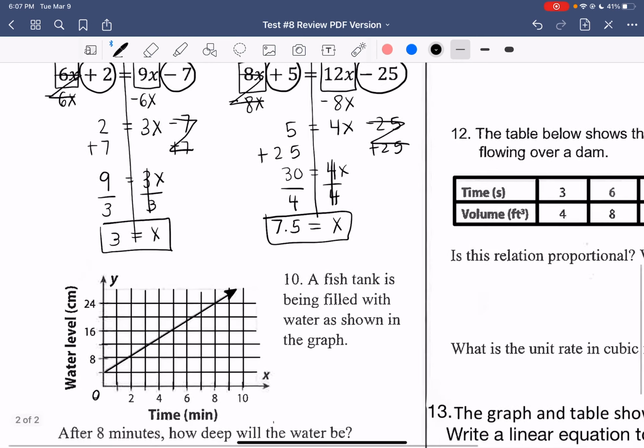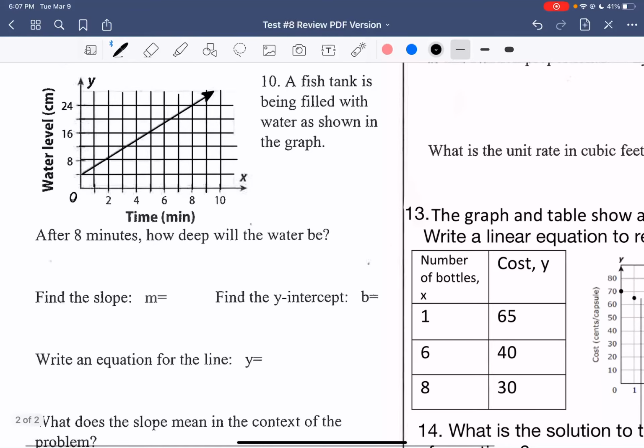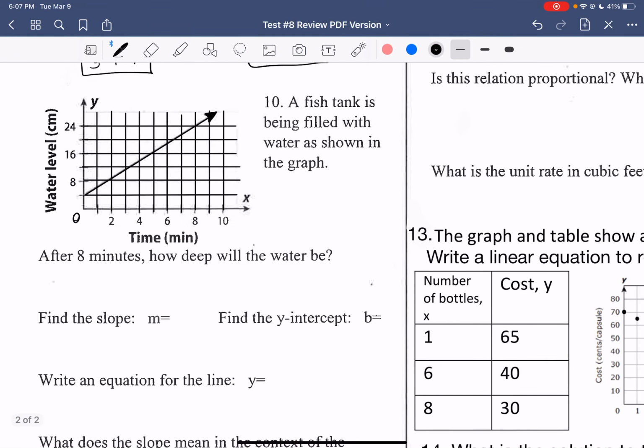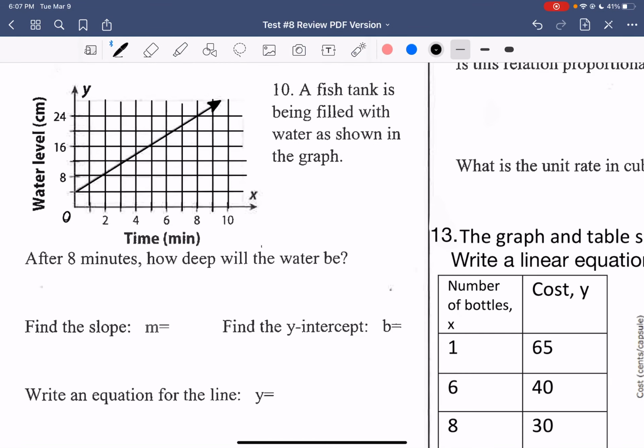All right. Number 10 says a fish tank is being filled with water as shown in the graph.